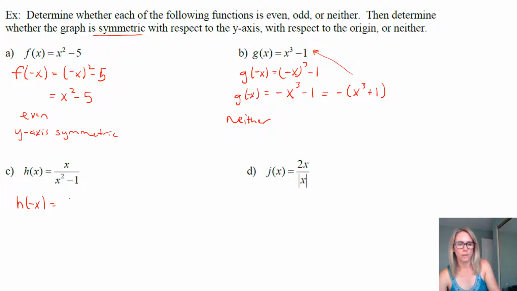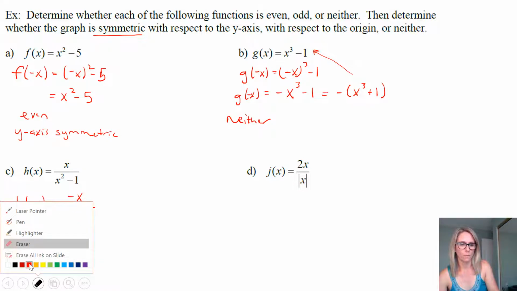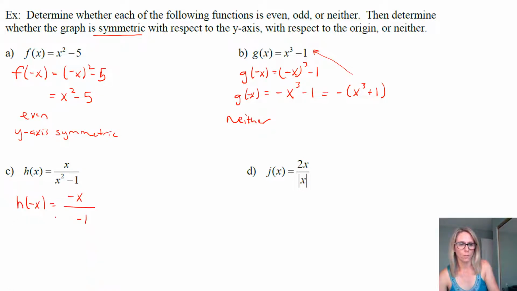Plug it in, see what you get. Oops, I forgot, I gotta put it in down here too. Don't forget, anywhere where you see x, you gotta stick it in. Okay. All right, so I have negative x divided by x squared minus 1. And we can rewrite that as negative x over x squared minus 1.